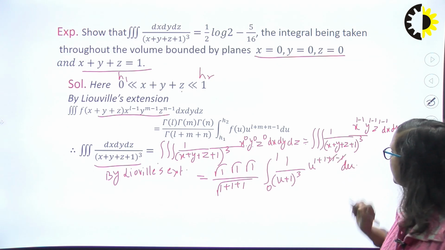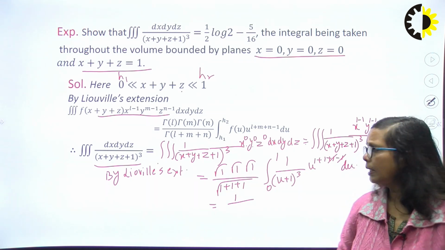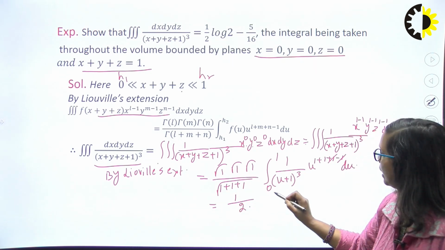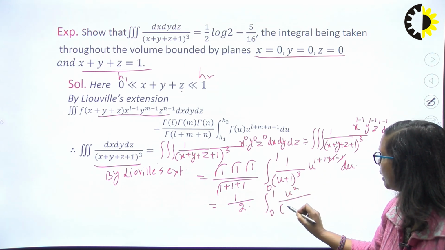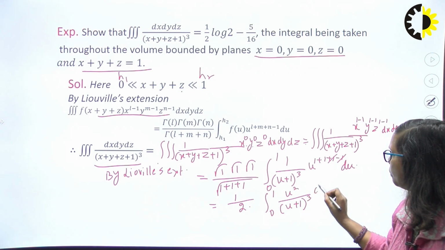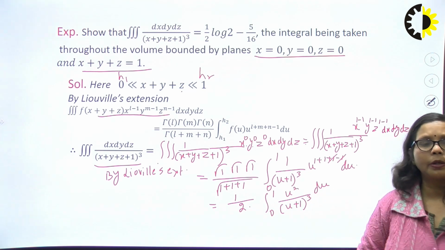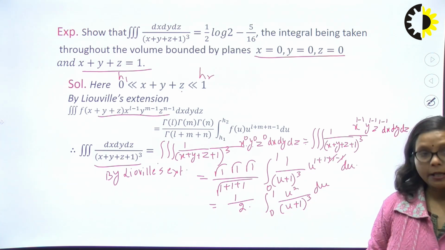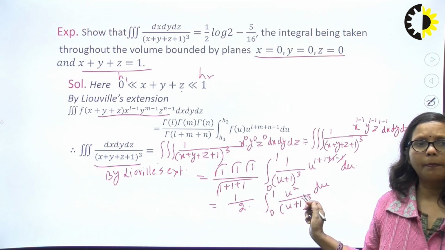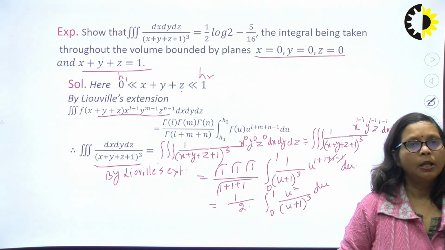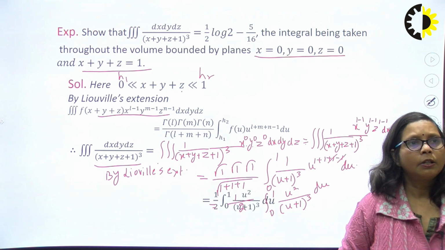What happened? This will cancel out. Here I get 1 by gamma 3. Gamma 3 is nothing but 2 factorial, which is 2, integral 0 to 1 u square upon u plus 1 whole cube into du. I left u square over here, divided by u plus 1 whole cube into du. So this is the integral which I obtain: 1 by 2 integral 0 to 1 u square upon u plus 1 whole cube into du. Lastly, I need to integrate this integral. Okay, look at the next slide.